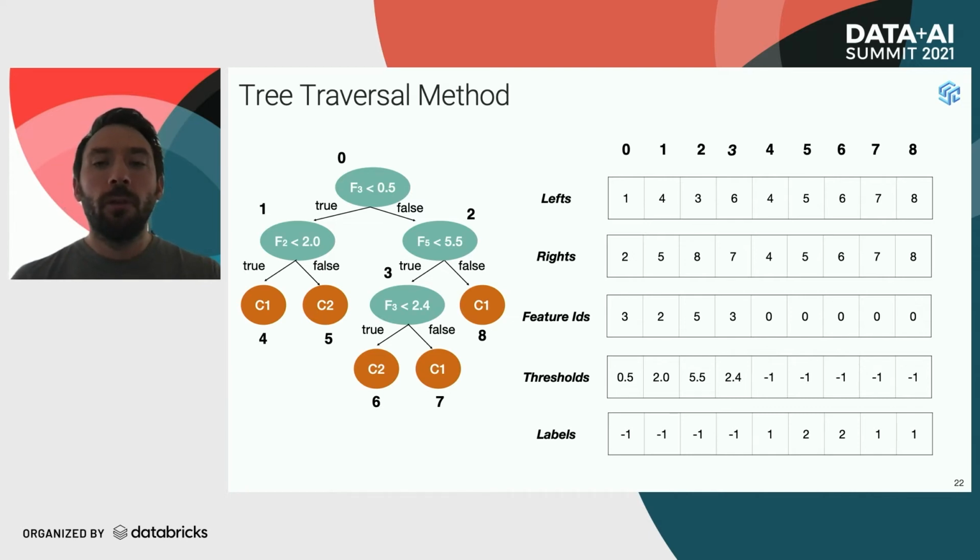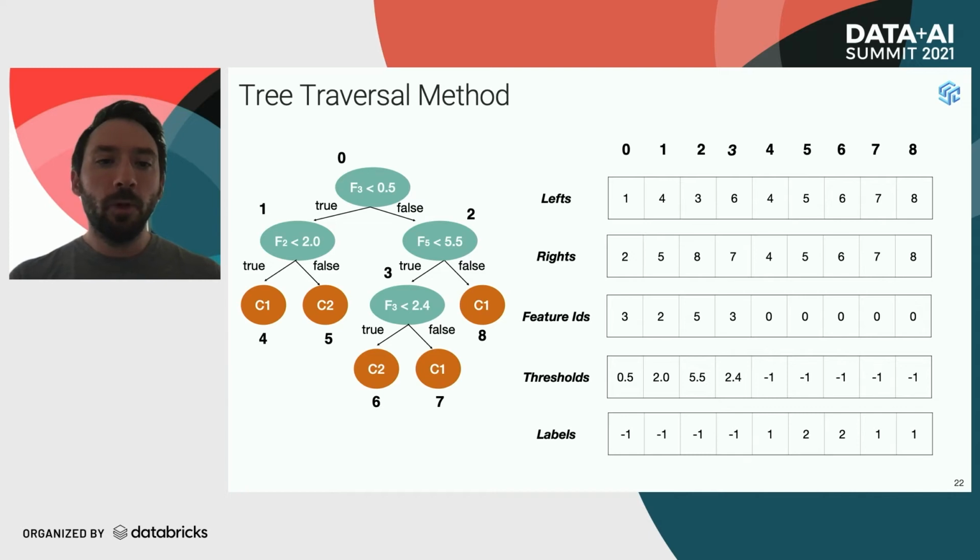How you read it is, if you start with column 0, for node number 0, you evaluate the condition, and if the condition is true, you go left, and the next node that you need to evaluate is node 1. If instead you go right, the next node that you need to evaluate is node 2. In order to evaluate node 0, you have to take the feature with ID number 3, and the threshold that you will be using is 0.5. In this data structure, we use -1 if a specific value is not used. For instance, since node number 0 is a decision node, we have -1 for the label because there is no label attached to this node.